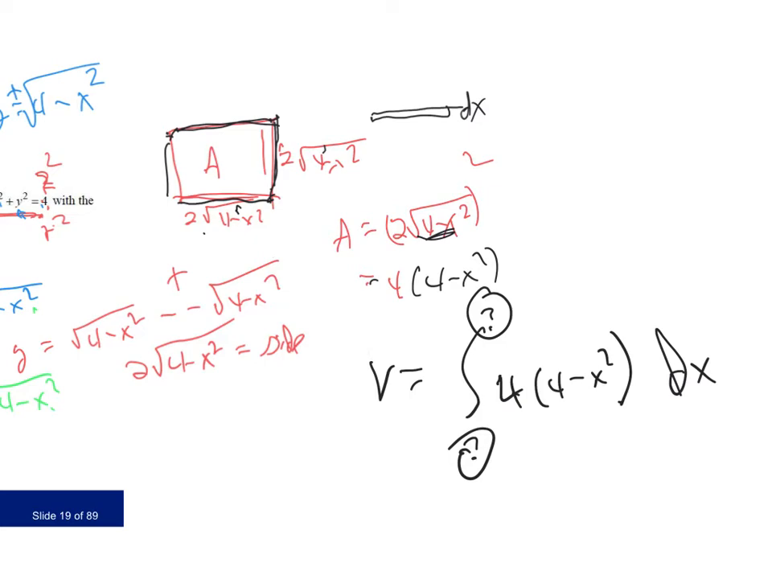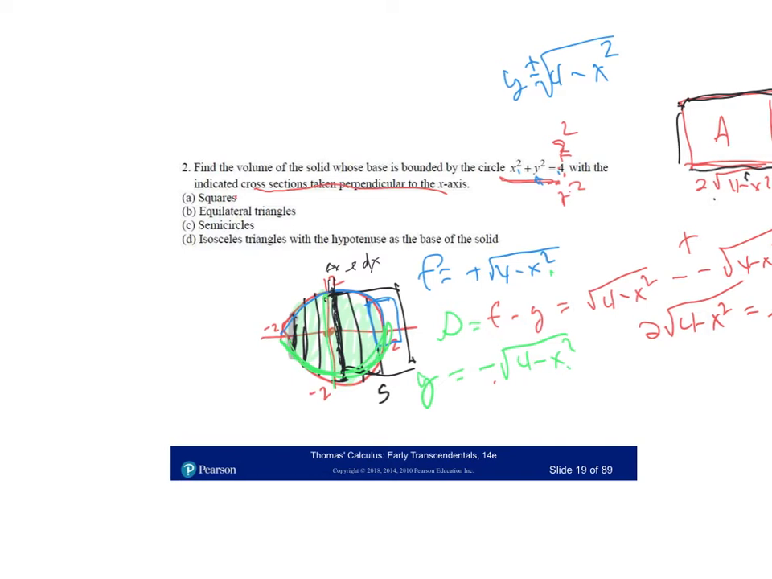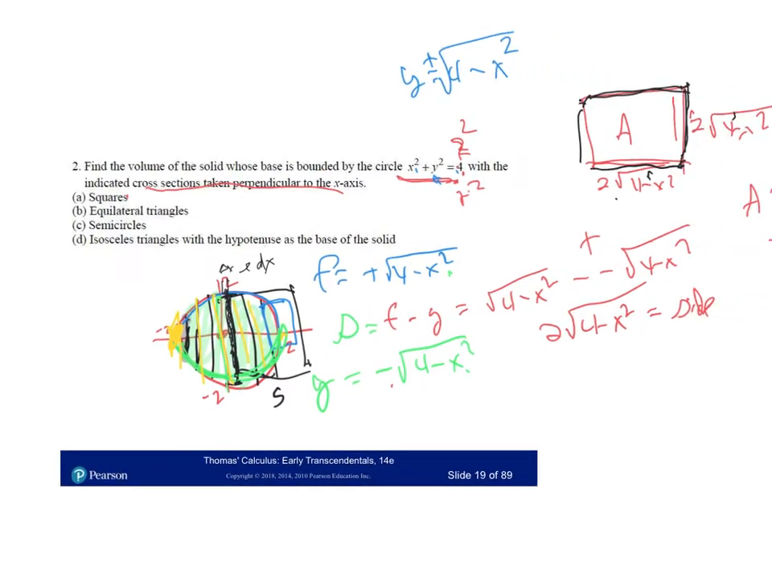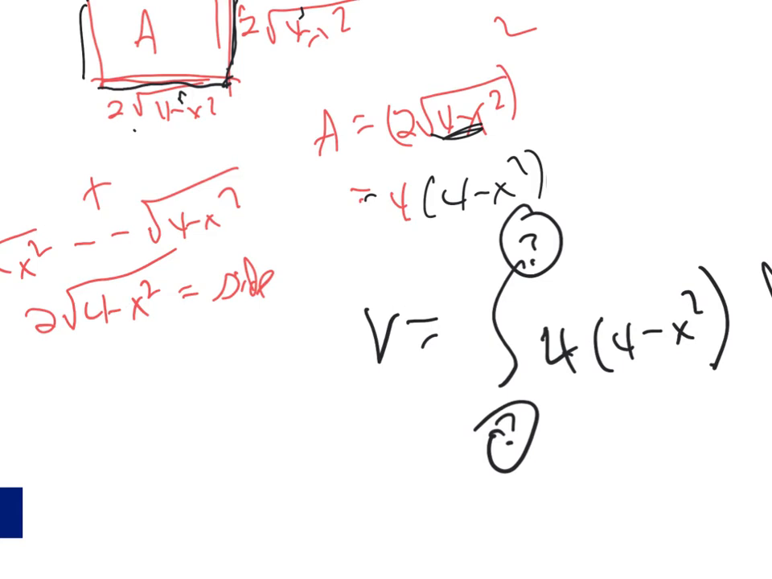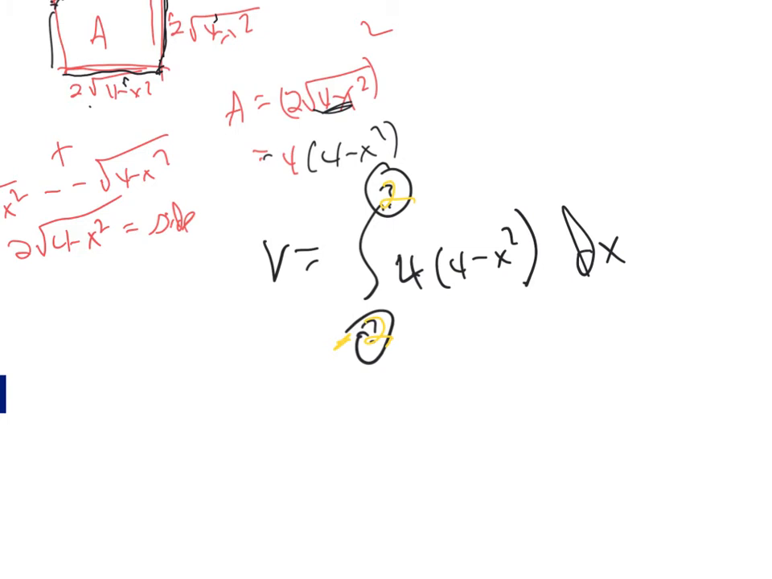Okay? Now, how do I get the numbers? Let's see. What x does the squares begin? The farthest x is right here, -2. And it continues to make squares until I get to the 2. Well, that was kind of easy. -2 to 2.